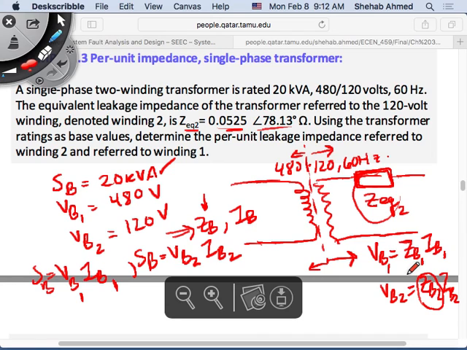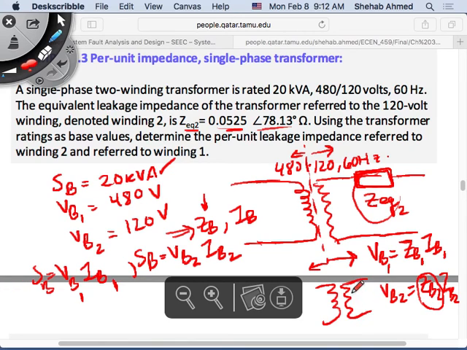So now they want it also from the primary side. They want to determine the per unit leakage impedance referred to winding 2 and referred to winding 1. Okay? If I'm going to refer to winding 1, there are two ways to do it, right? You know that if I take any impedance, I can refer to the primary side by multiplying by the turns ratio. After I did this per unit analysis, what does the transformer look like?